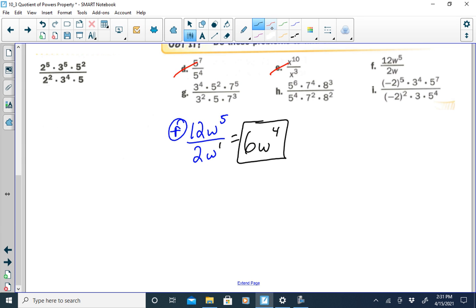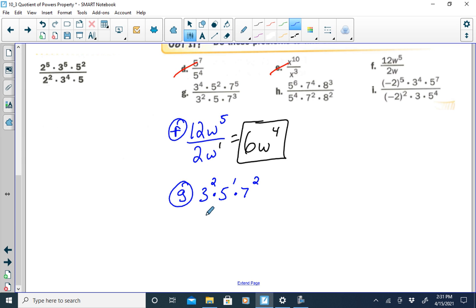Let's look at something like letter G. A little bit more interesting because we have different bases. So let's do letter G down here. Let's do 3 to the 4th divided by 3 to the 2nd. We're dividing powers with the same base, so we subtract their exponents. It's going to be 3 to the 2nd power times 5 to the 2nd divided by 5 to the 1st. It's going to be 5 to the 1st power. And then 7 to the 5th power divided by 7 to the 3rd power. It's going to be 7 to the 2nd power.